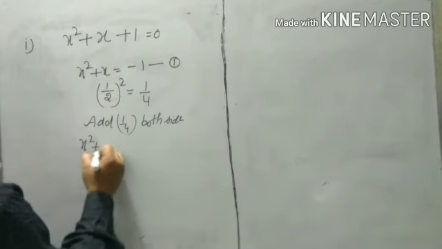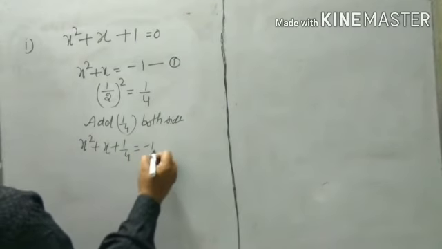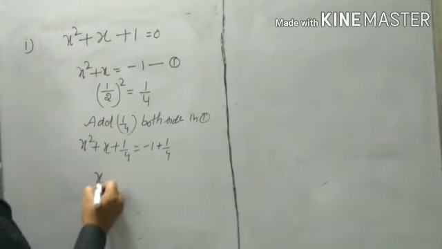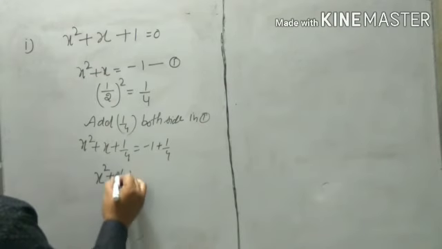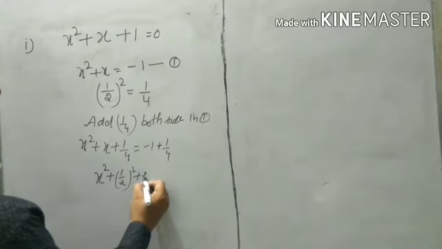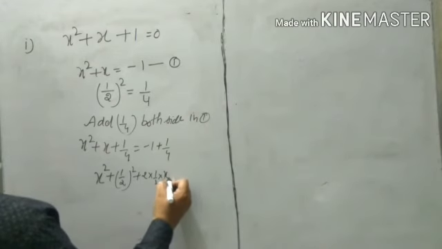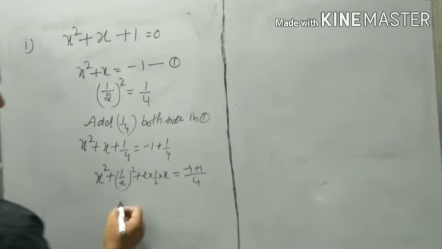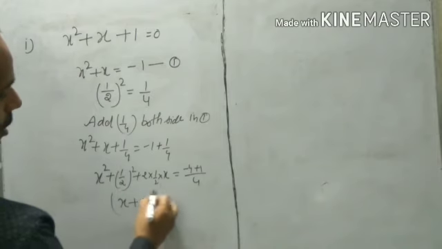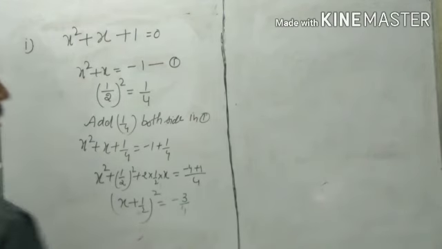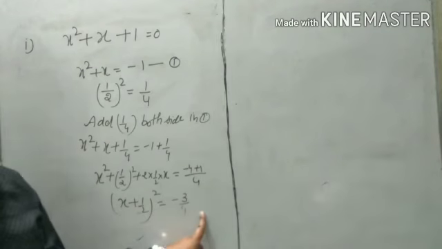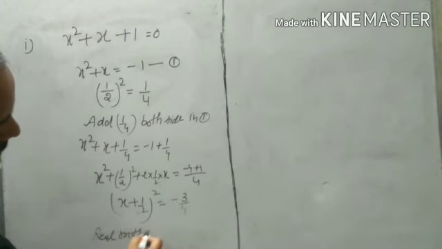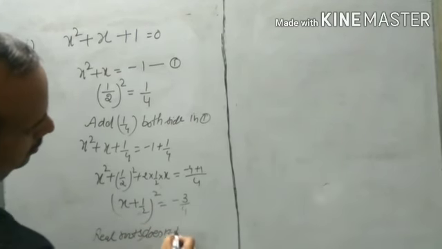So x square plus x plus 1 by 4 equal to minus 1 plus 1 by 4. It will be x square plus 2 into 1 by 2 into x plus 1 by 2 squared. On the right side, we will take 4 as the LCM: minus 4 plus 1. This is x plus 1 by 2 whole square equal to minus 3 by 4. But a whole square cannot be equal to a negative number. So we write that real roots do not exist.